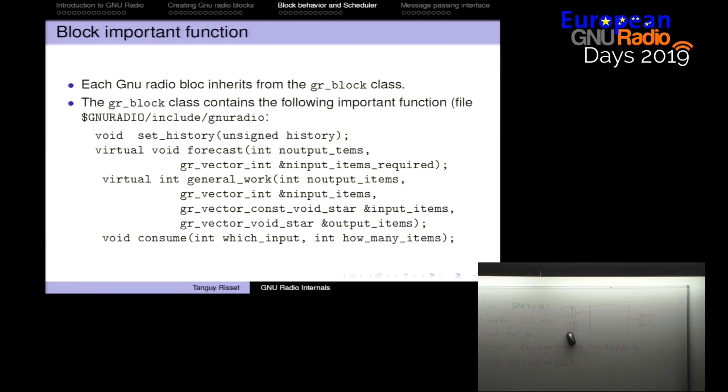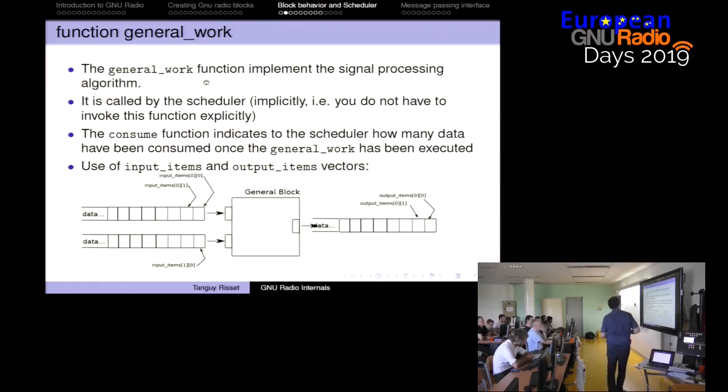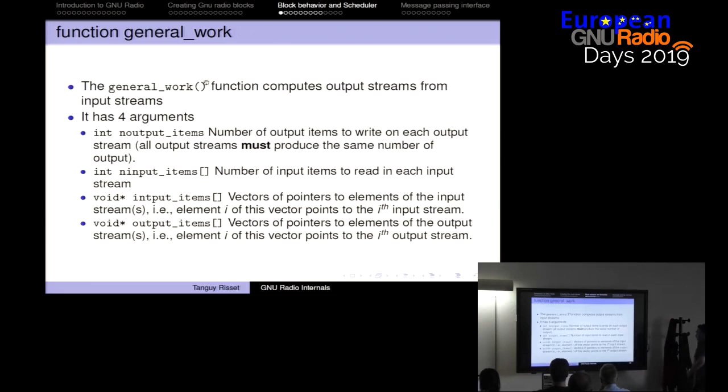So if we look a little bit closer at these arguments, let me switch to this slide. So this is the same drawing, okay? You have the stream. And here, I'm sorry, it's a little bit small, but what I wrote here is input_items[0][0]. input_items is this argument of the work function. You see that it's a vector of pointers to elements of the input streams.